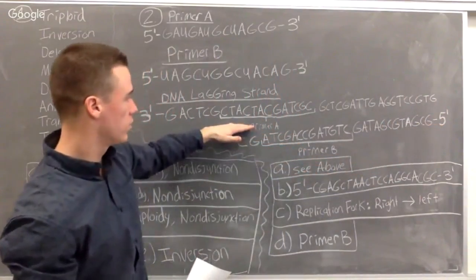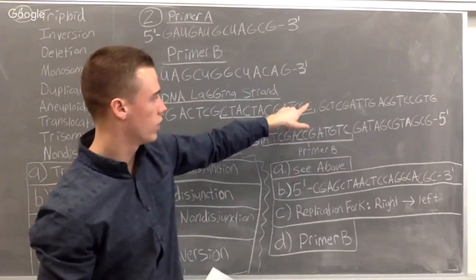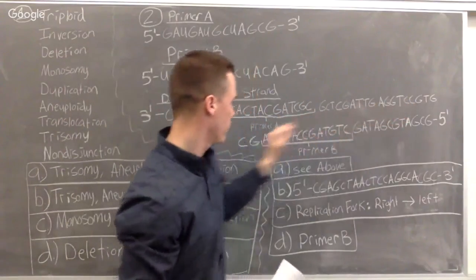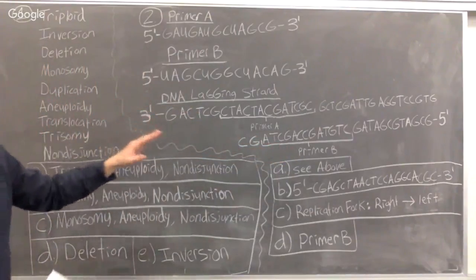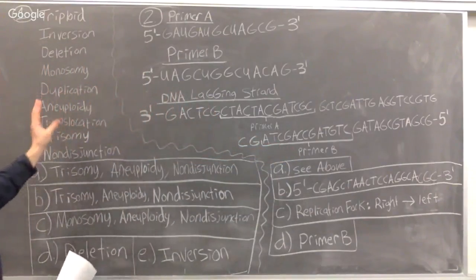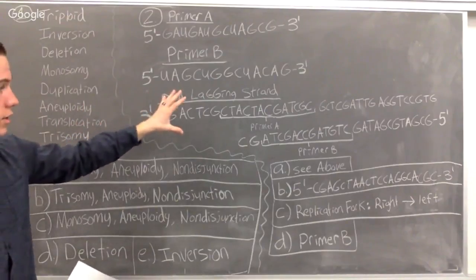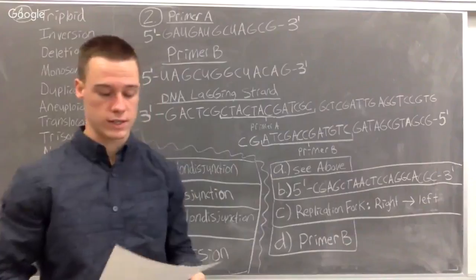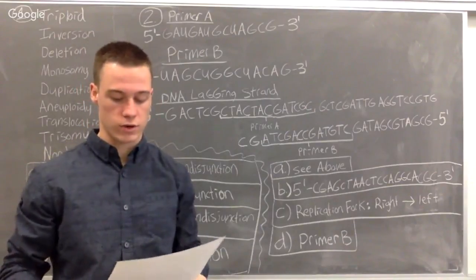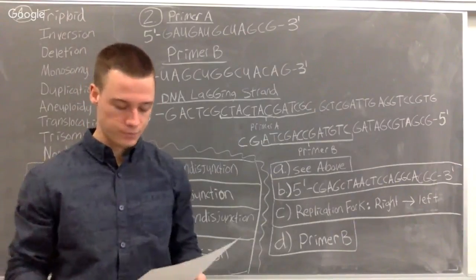Then primer A gets put on, and now you have a 3' end to work with. It's synthesized all the way up to primer B. Then another primer is put on, and another primer, so it keeps going in this direction. So the replication fork is moving right to left. That's the answer for letter C: the replication fork is moving from right to left.